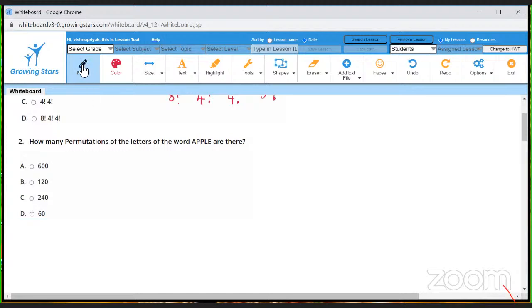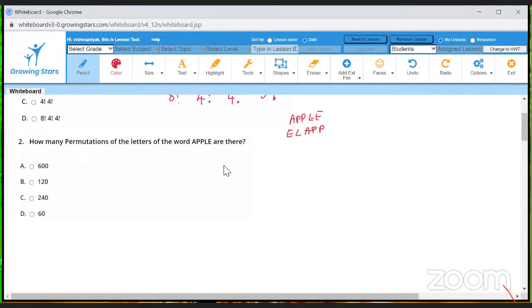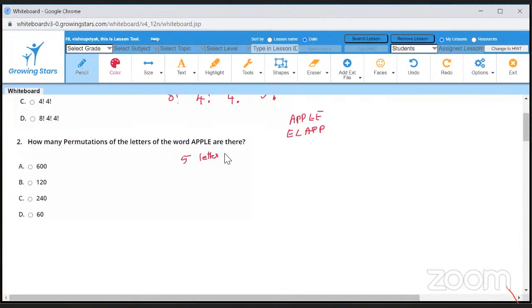Apple is a meaningful word, and this arrangement is a meaningful word. But if I arrange E here, L here, A here, and P P here, it has no meaning. But still, they're asking for arrangements. Total 5 letters, I have counted.